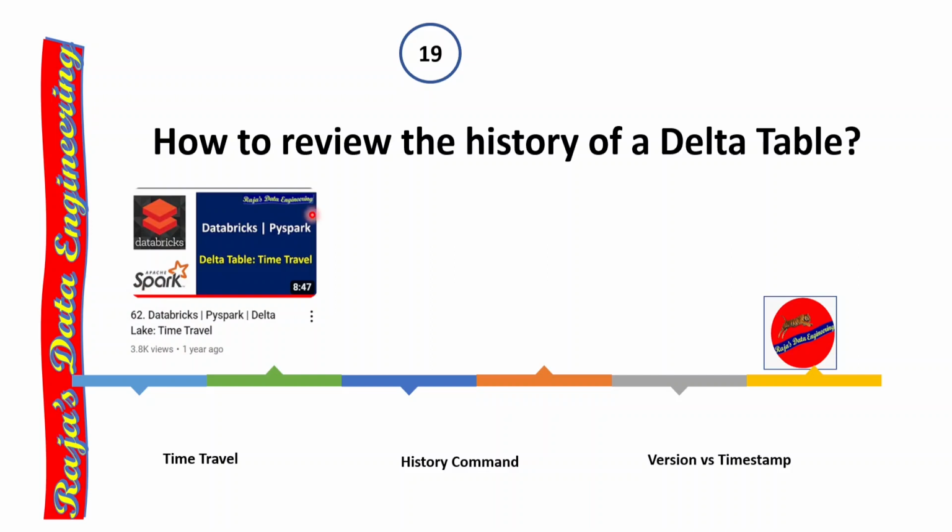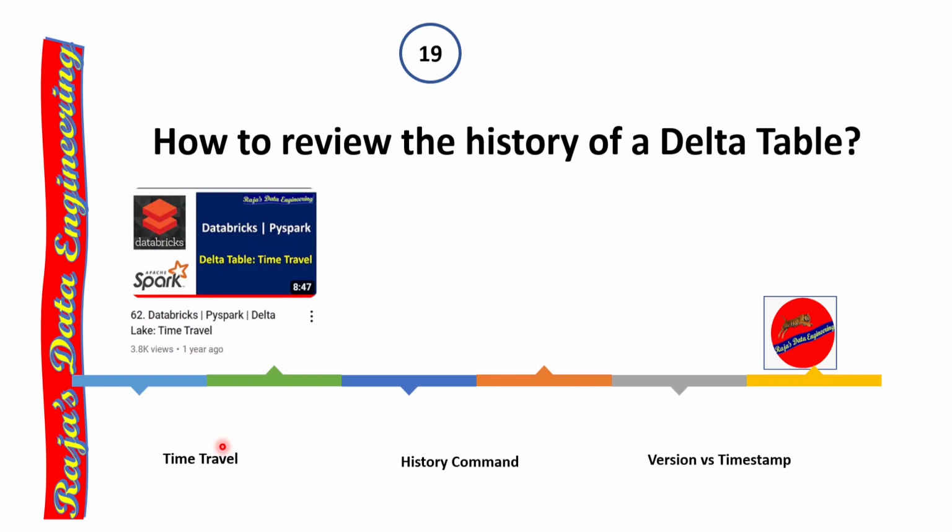So basically, in order to review the history of a Delta table, we have to use the history command. This history command is going to give a list of version numbers along with timestamps. With the help of the version number or timestamp, we can perform various operations such as time travel. So we need to talk about these things: the history command, and also version, timestamp and time travel.